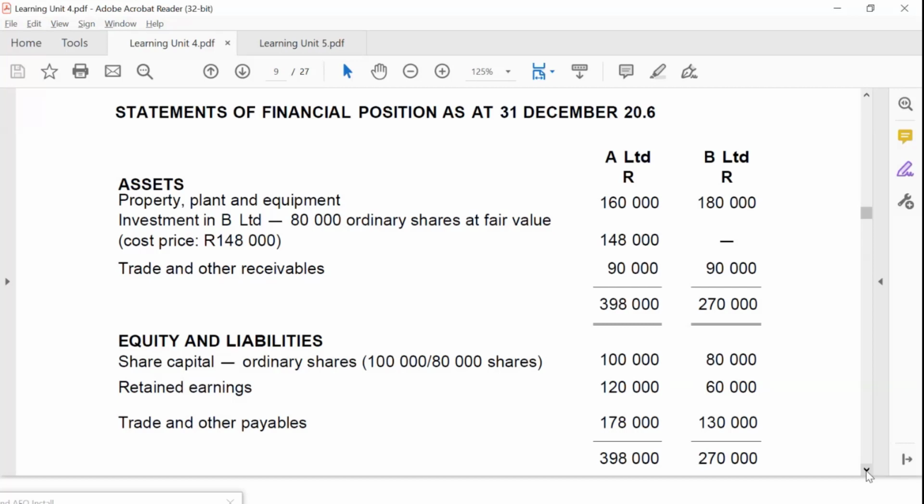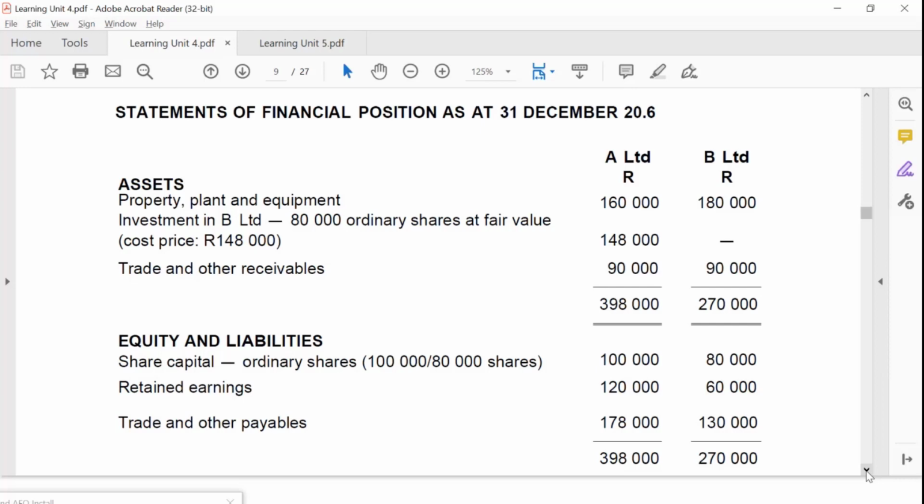the subsidiary. And they tell us that property, plant and equipment is 160 and 180. Investment in B, 80,000 ordinary shares, the cost was 148,000. Trade and other receivables 90 and 90. Share capital, ordinary shares, 100,000 for A and 80,000 for B. Retained earnings 120,000 and 60,000. Trade and other payables 178 and 130,000.